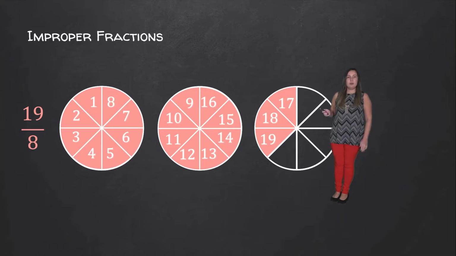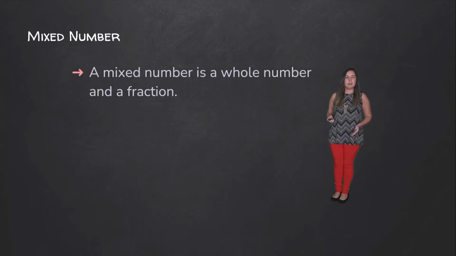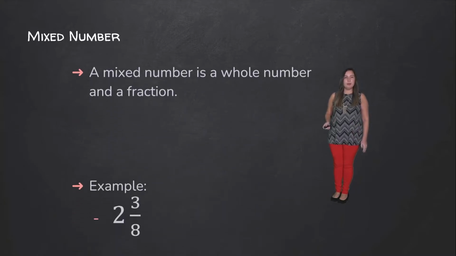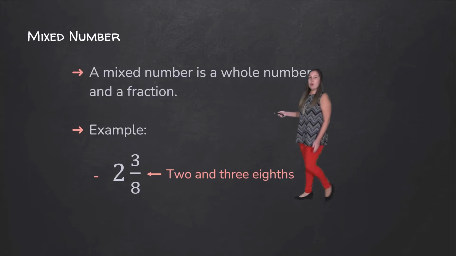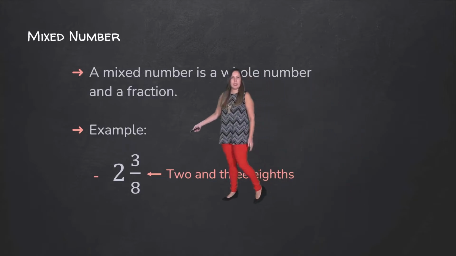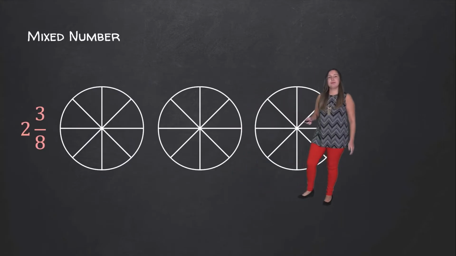And so let's move on and go over what a mixed number is. So a mixed number is a whole number and a fraction. For example, 2 and 3/8. Notice that we have a whole number, which is 2, and then next to it we have a fraction, which is 3/8. So let's take a moment to model that.